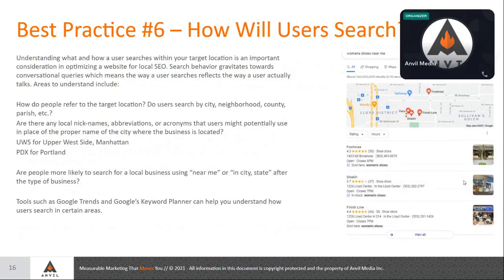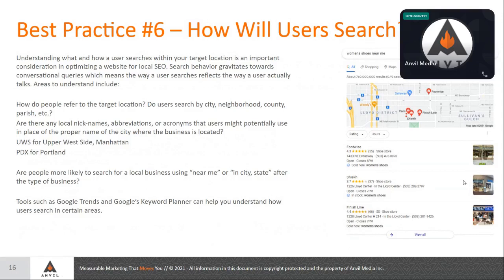The next best practice is understanding how your users will search for any given target location. No matter where your users are located, they are going to refer to locations differently. They're going to use different keywords. So it's really important to understand that search behavior. More importantly, search behavior is actually gravitating towards more conversational queries, so users are really searching in a way that they would actually talk. So there are some areas to really consider when you are trying to understand locations and even keywords.